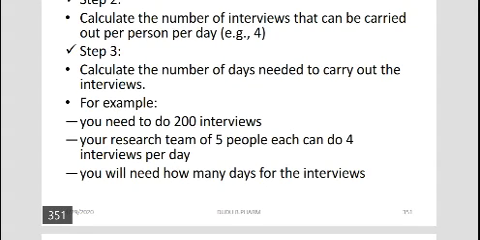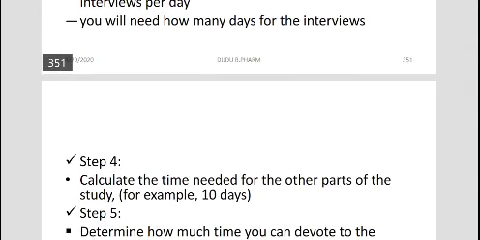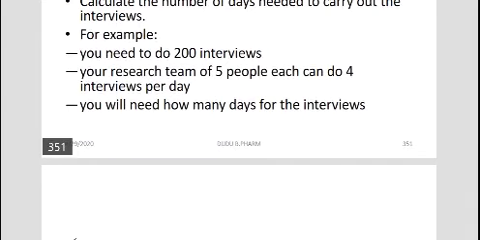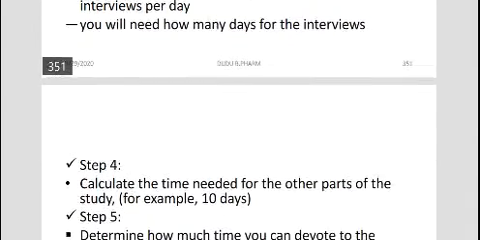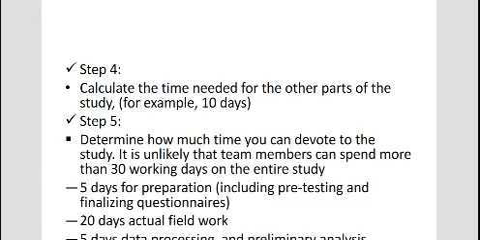For example, you need to do 200 interviews. Your research team of 5 people, each can do 4 interviews per day. So how many days do you need for the interviews? Come into calculation: 10 days. Then step 4, you calculate the time needed for other parts of the study. For example, maybe 10 days.